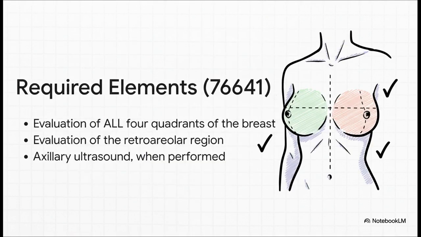Okay, this is where it gets really specific and you have to pay attention. To code a 76641, the report has to show an evaluation of all four quadrants of the breast, plus that area right behind the nipple, the retroareolar region, and if an axillary ultrasound, of the armpit area, is also done, that gets bundled in as part of this complete exam. The key word here, you see it right there, is all. Every single one of these things has to be looked at and written down.